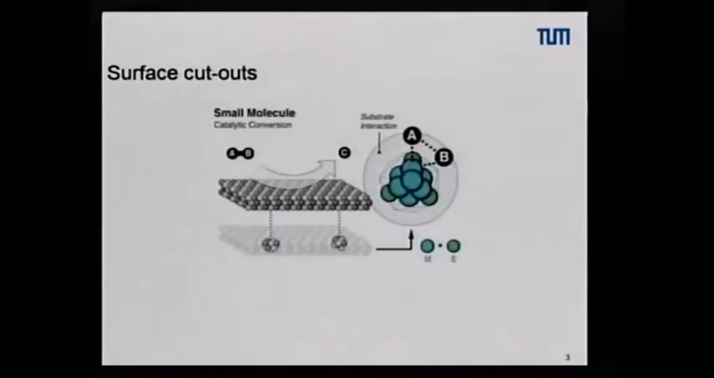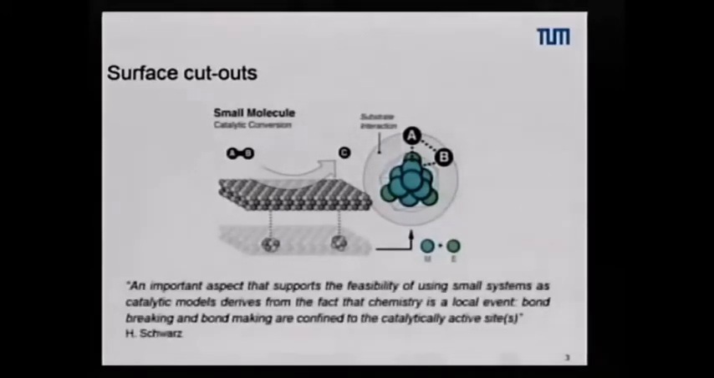So you have your heterogeneous catalyst, and we want to see the clusters as surface cutouts. What makes this viable is that bond breaking and bond making are really confined to local sites. You need 1 or 2 atoms where you break the bonds and where you make the bonds, and actually clusters can be this.